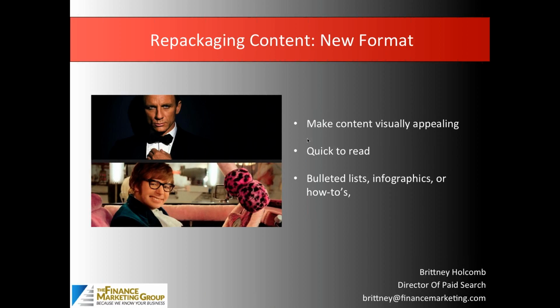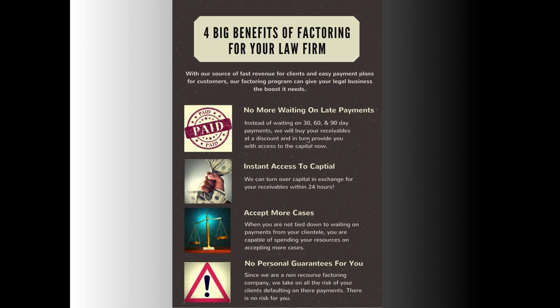So the first one that's really big for everybody is new format. Make your content visually appealing, make it quick to read. Like I said, everybody has a short attention span. It's got to be quick. Use bolded lists and infographics, which I'll show you in a minute, or how-tos. We do this a lot for Commercial Capital Training Group, and we also do it for the Finance Marketing Group. We take content that we put out a year ago and we send it out in an email marketing piece a year later, but differently formatted.